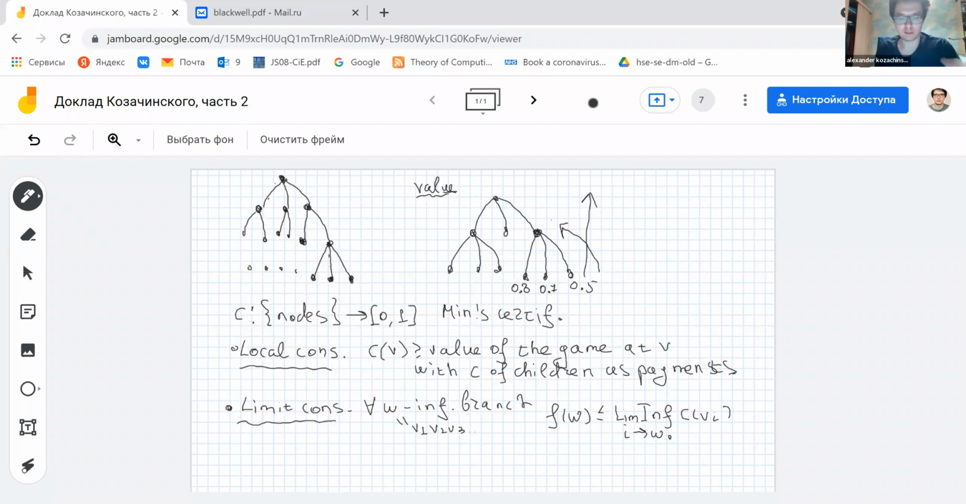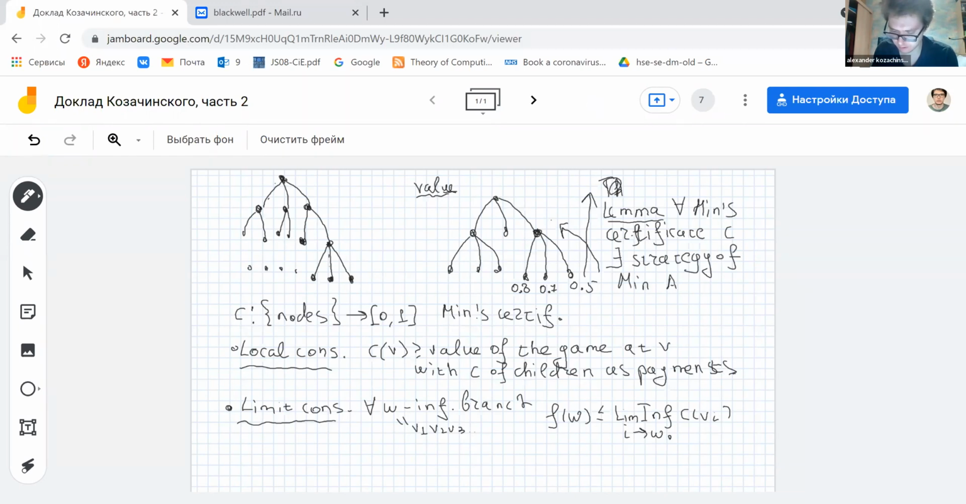And then what we did last time is we showed that there is a lemma: the natural strategy for min guarantees average payment at most C of the root. So for any min certificate C, there exists a strategy of min such that this strategy guarantees that the average payment is at most C of the root.